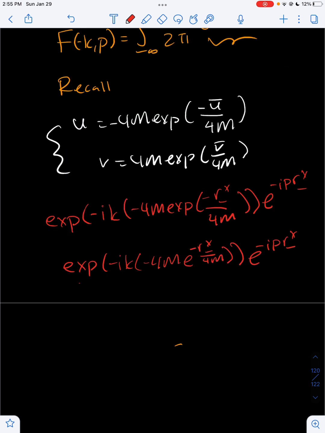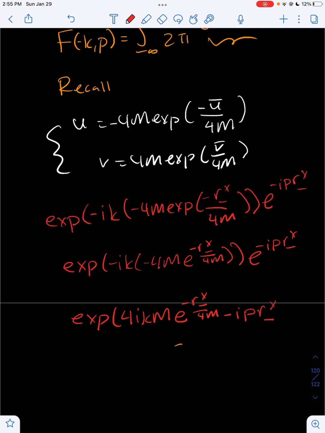And then since we are multiplying these together, we can just add them. So we are going to have an exponential of minus ik 4m e. We don't really have to do parentheses there. The i's, or the negative signs, cancel out. So we have 4ikm, and then e to the minus r asterisk over 4m, and then minus i p r asterisk minus.